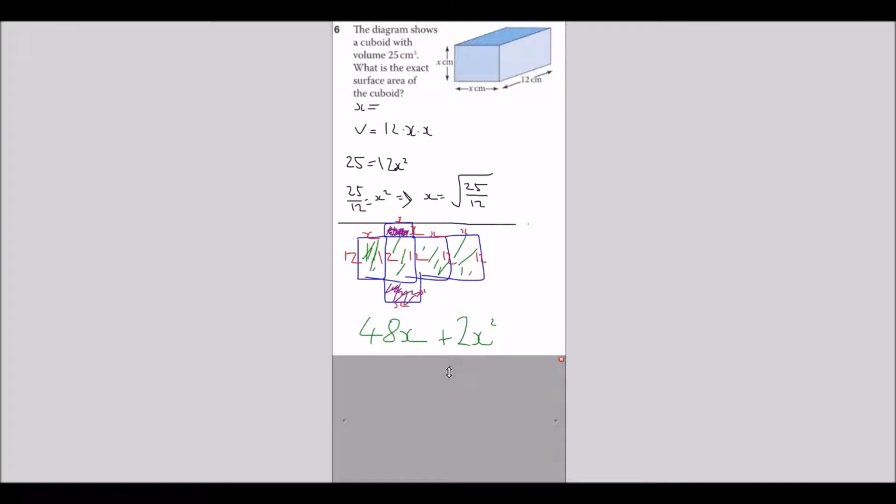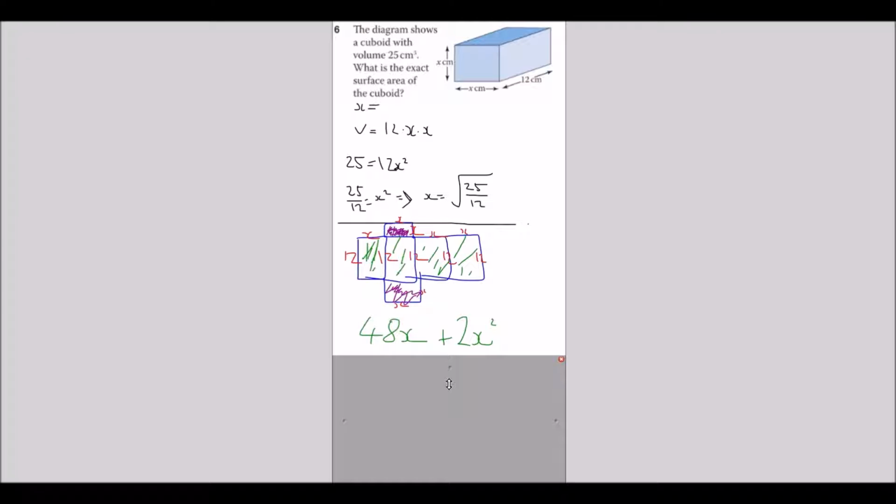The area of one of these short wings, one of the purple squares, is x times x, so it's x squared. There are 2 of them, so it's 2x squared, and therefore the total area covered by these 6 faces is 48x, that's the 4 long rectangles, plus 2x squared, the 2 shorter squares, the 2 purple ones. So I know that is the surface area in terms of x and x squared.